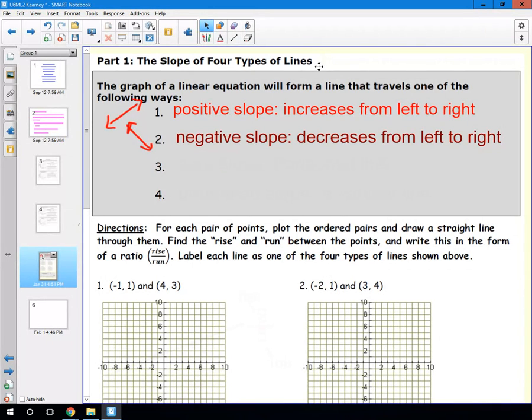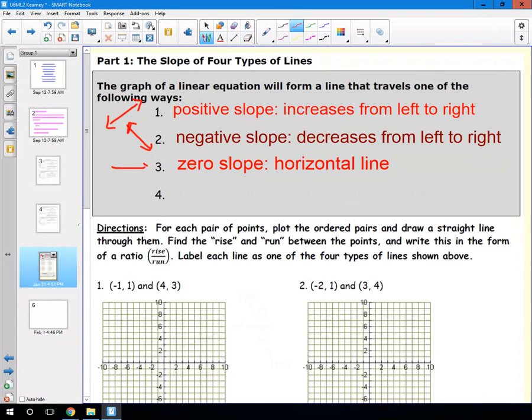The next type of slope is a slope that is basically flat. That is called a zero slope. A zero slope looks like a flat horizontal line. So if you're skiing and there is zero slope, you are standing still because you're just on flat ground, a horizontal line. That would look similar to this.